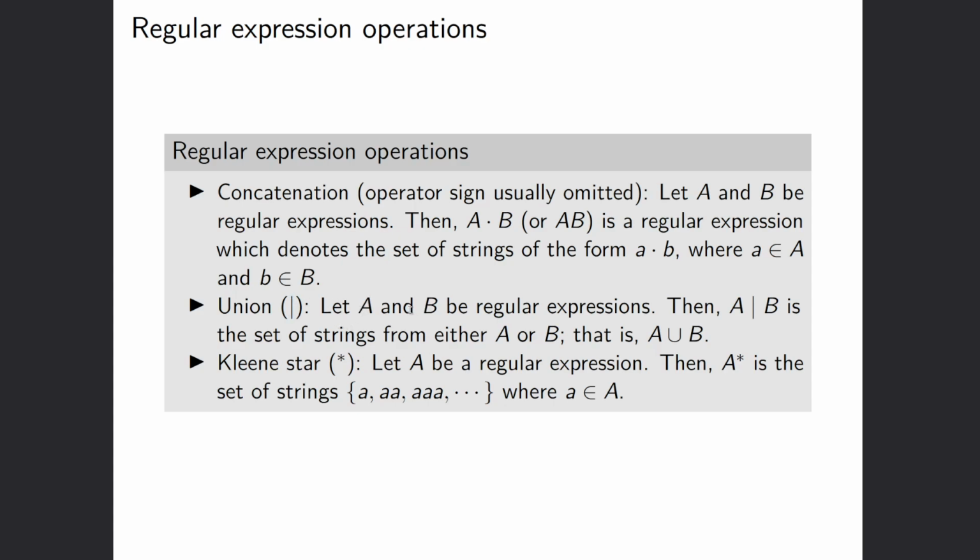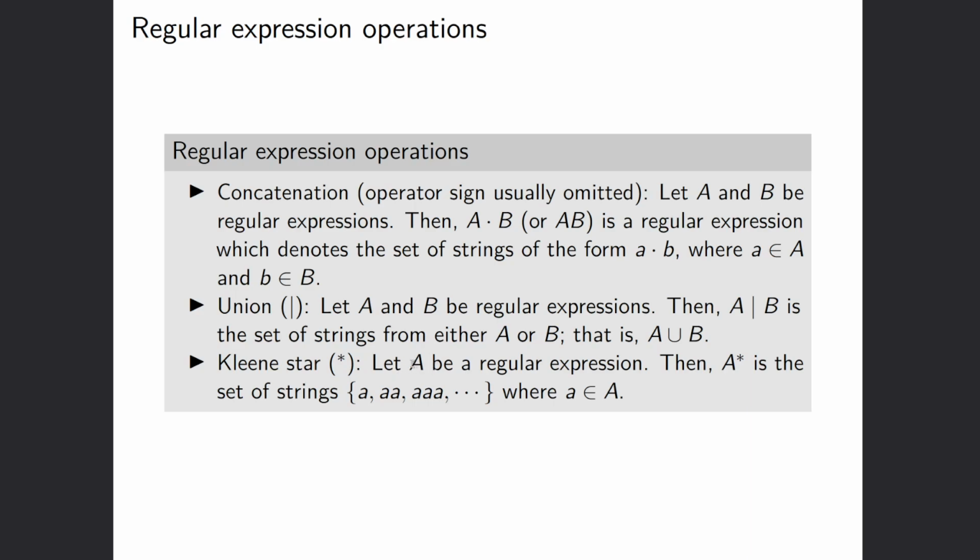Next we have union, which we denote using this pipe operator. Say again we have A and B as regular expressions, then A union B is a set of strings from either A or B. So you can have little a, or you could have little b, but you can't have both with this A union B regular expression. And then we have the Kleene star, which we denote using this asterisk.